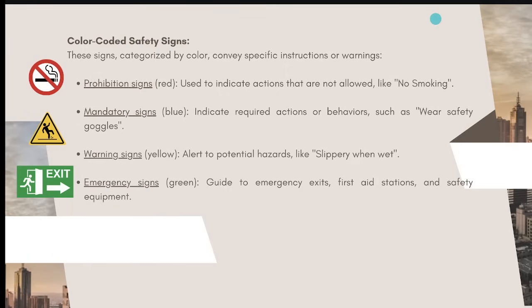So we have here what we call the color-coded safety signs. These signs are categorized by color, so they convey instructions or warnings.